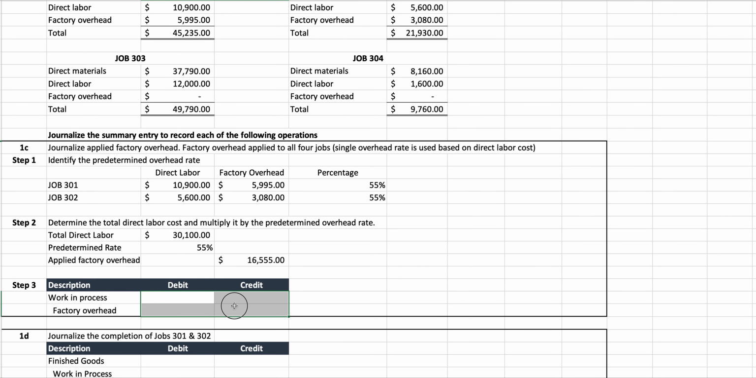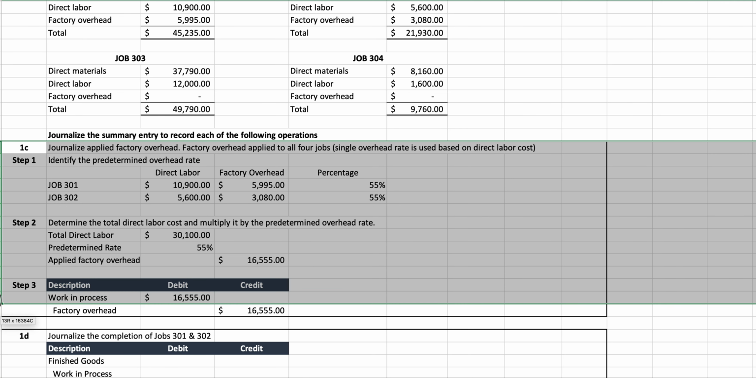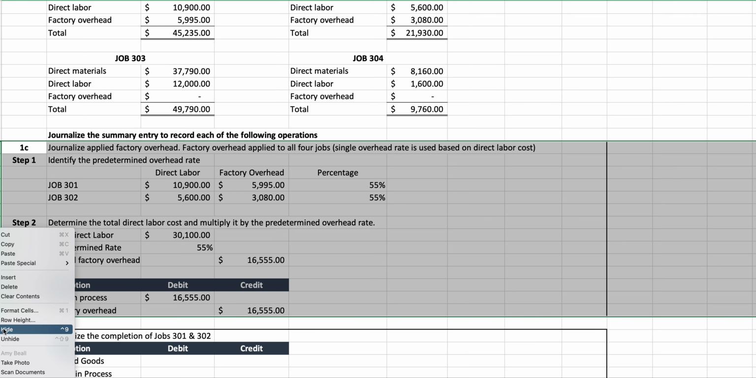So now we want to add that factory overhead into the work in process. That's 16,555 debiting work in process and 16,555 crediting factory overhead. We have to remember that our work in process is an asset account. So as we're building these assets, that means we need to book all of those costs in an asset account. Okay, so step 3 is done. We're going to hide that one.